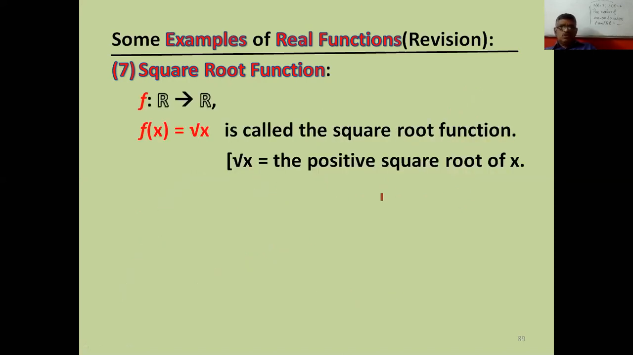Square root function. We know the square root of x, the positive root of x. What is the domain of a square root function?